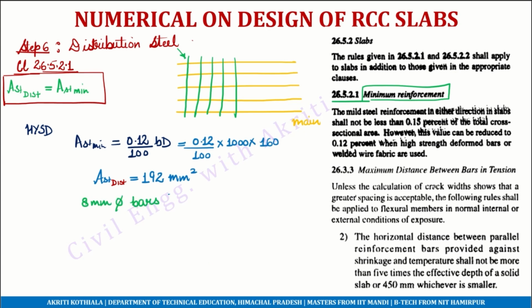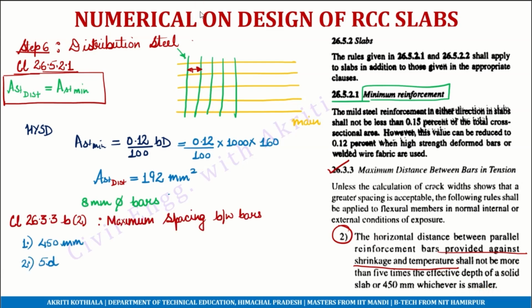Now the next challenge is to determine the spacing between these bars. So how much will be the spacing? For that, we will again refer to clause 26.3.3, and the second part of this clause says that the horizontal distance between parallel reinforcement bars provided against shrinkage and temperature. So this distribution steel is actually provided against shrinkage and temperature. That is why it is also known as temperature reinforcement. Shall not be more than 5 times the effective depth of the solid slab or 450 mm, whichever is smaller.